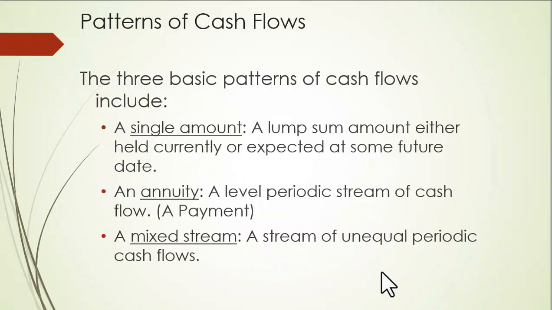There are three basic cash flow patterns: a single amount, an annuity, and a mixed cash flow stream. A single amount is a lump sum. We don't need to describe that. An annuity is an equal payment for a certain period of time. And a mixed cash flow stream refers to unequal periodic cash flows.